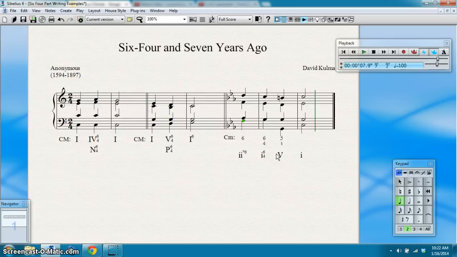So there you go. That's how to part write with a figured bass, the cadential 6/4 chord. So practice some more on your own and use examples in the book as well. So I'll see you in class.